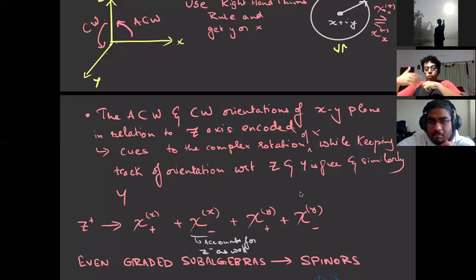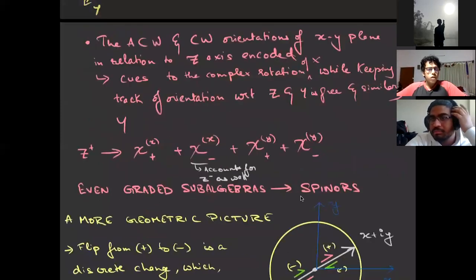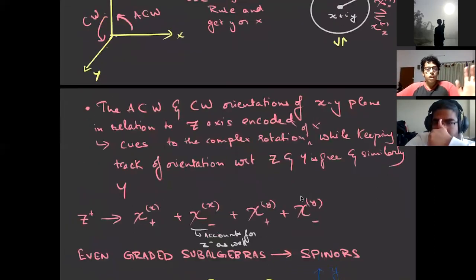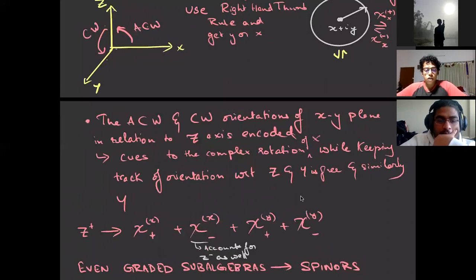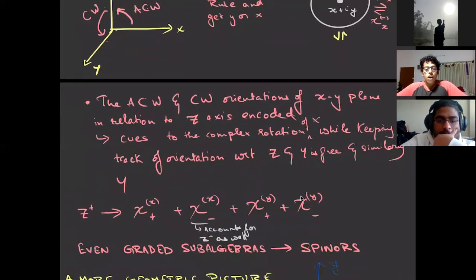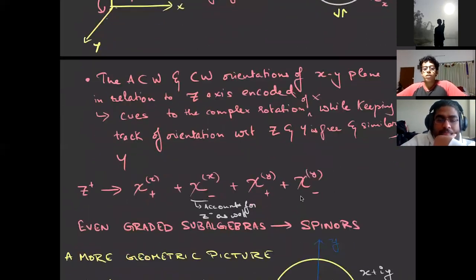Even though we are talking about three-dimensional vectors and all that, you should note that the z dimension just gets removed out of the picture, and then you have only the interplay between two dimensions, right? Any questions so far? I think you're going to get to the part about even graded subalgebras. We're going to talk about that later.